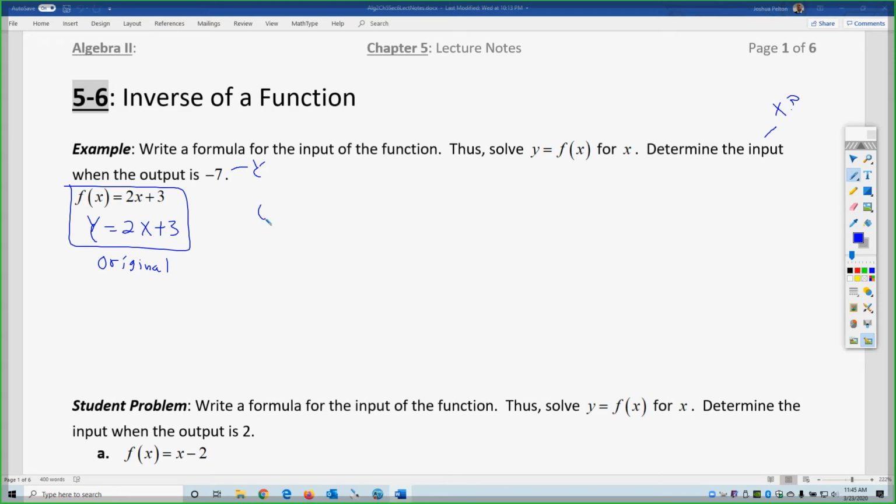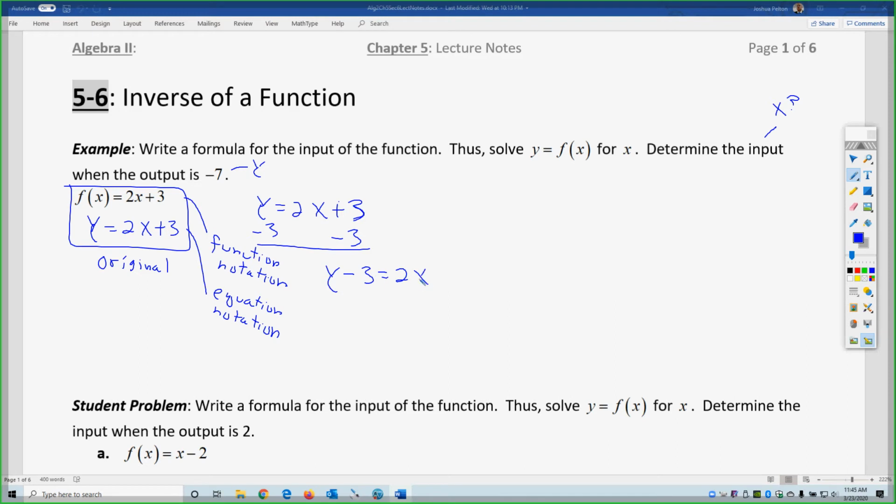Okay, so we'll take y equals 2x plus 3, and we'll solve for x, where this is the function notation. This is the equation notation, which are equivalent. We'll be going back and forth throughout the lesson. Okay, so add subtract step, minus 3. So y minus 3 equals 2x, and divide by 2. So we get a final of x equals y minus 3 over 2.